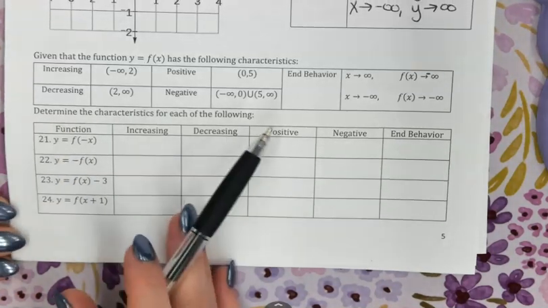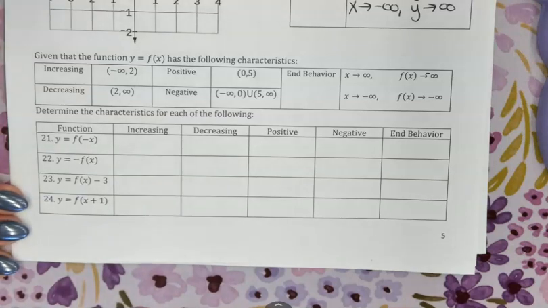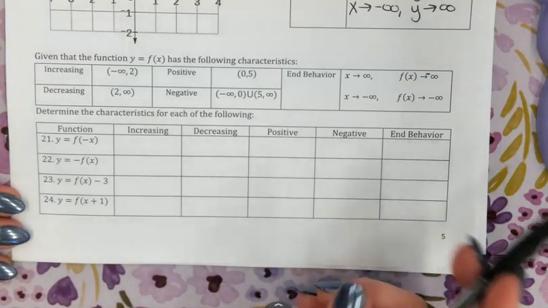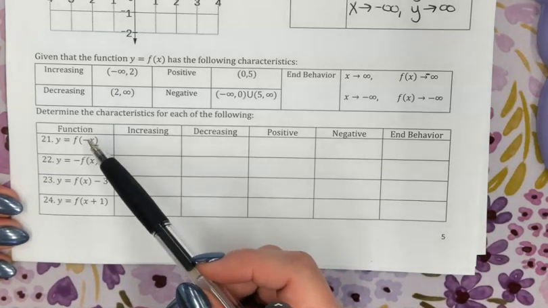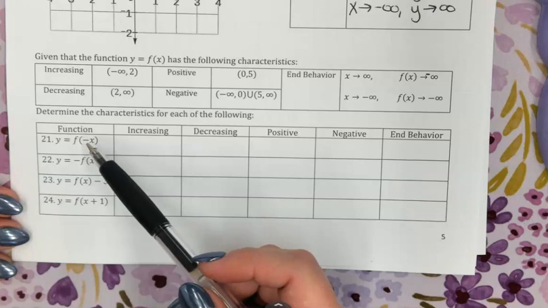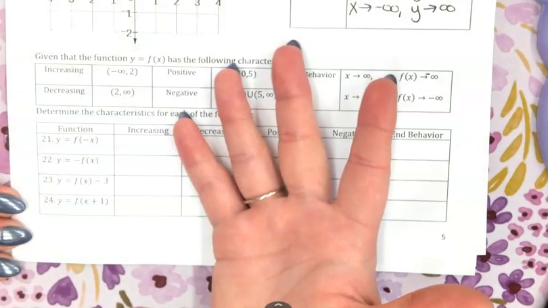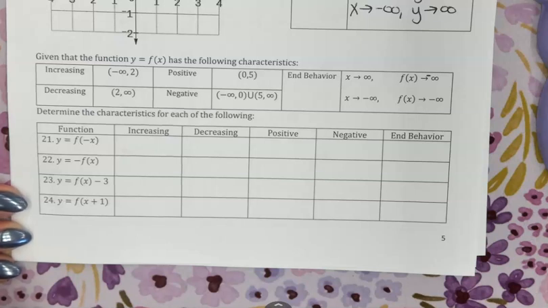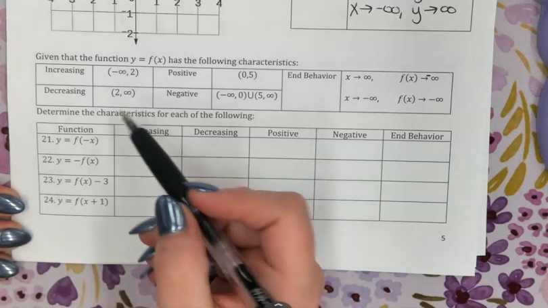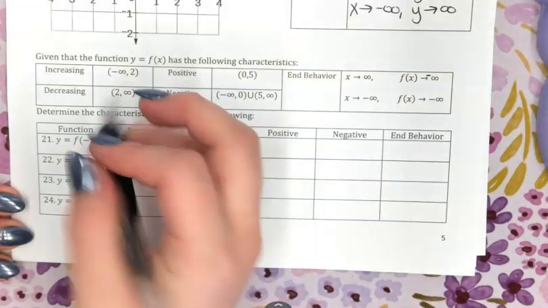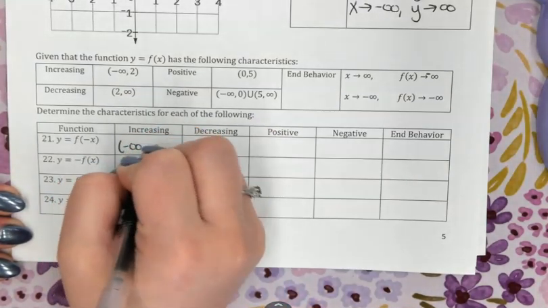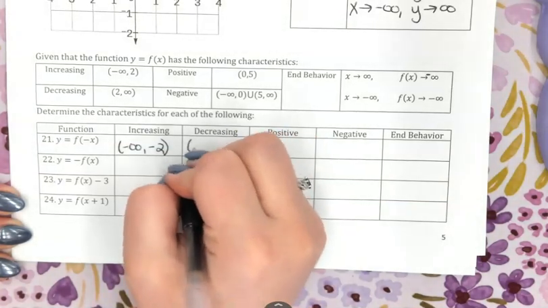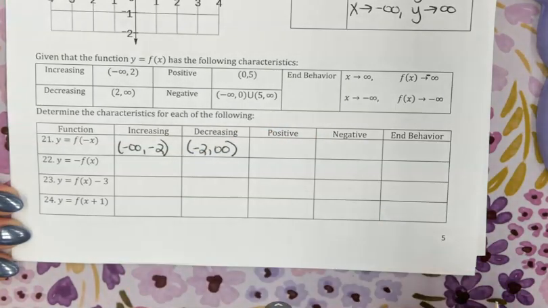Now, if I transform this function in these various ways, what is that going to do to each of these characteristics? So let's start here. Well, first of all, what is happening? This is a reflection over the y-axis. So your graph flips over the y-axis. This changes your x values. So things that are describing your x values are going to switch from positive and negative. This means instead of increasing from negative infinity to positive 2, you're going to be increasing from negative infinity to negative 2, and then decreasing from negative 2 to positive infinity.